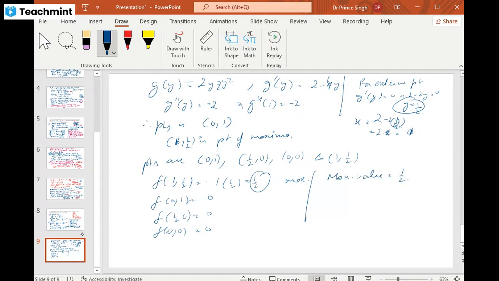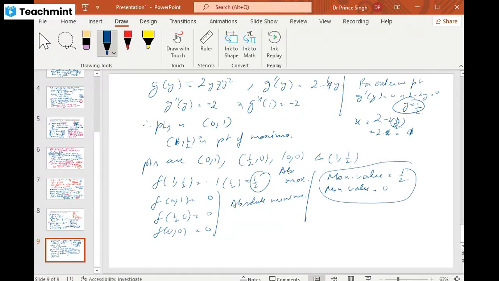This is the absolute maxima, and the minimum value is 0. These are the points where the function attains its absolute minimum. So this is the answer of this problem.